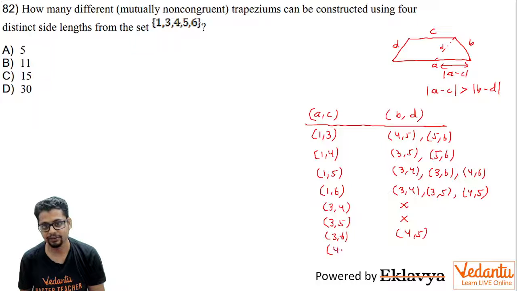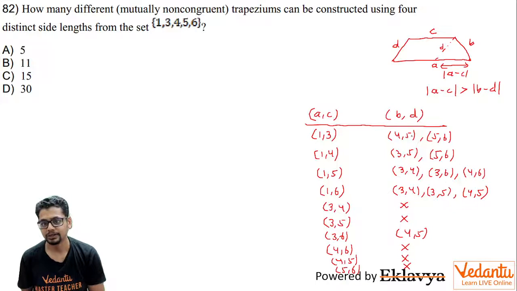Next we take 4 comma 6, the difference is 2, so B and D should have a difference less than 2. With 1 comma 3, 3 comma 5, 1 comma 5, you don't get anything. We have missed 4 comma 5, and there too you don't get anything, because the difference between 4 and 5 is 1, and the difference between B and D should be less than 1. That means B should be equal to D, which contradicts the question, which says B and D should also be distinct. Similarly, with 5 comma 6 again, you don't get anything.